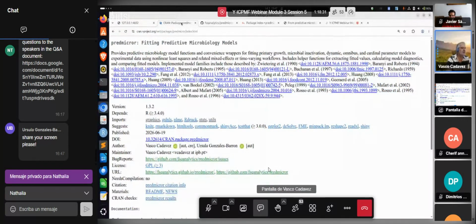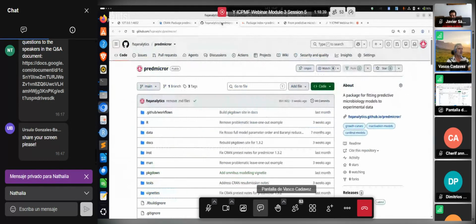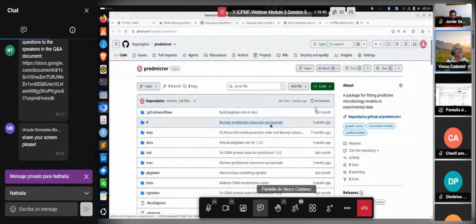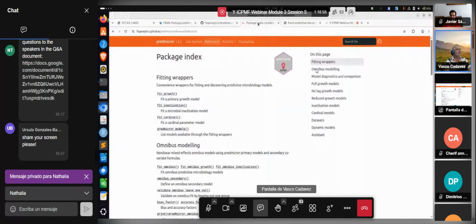Okay, so I was explaining the package on the CRAN website, so you can install it directly from CRAN. You can install it also from the GitHub repository. So I was telling you that if you want to contribute, or if you find some bug, or if you want to add some functionality to a different function, this is open, so you are welcome to contribute. And we have also this website where you can find all the references to the functions.